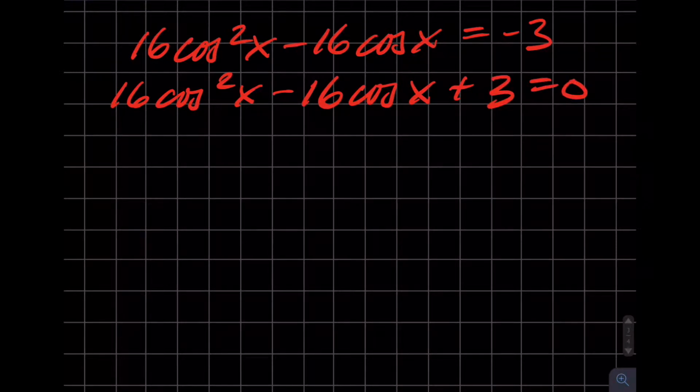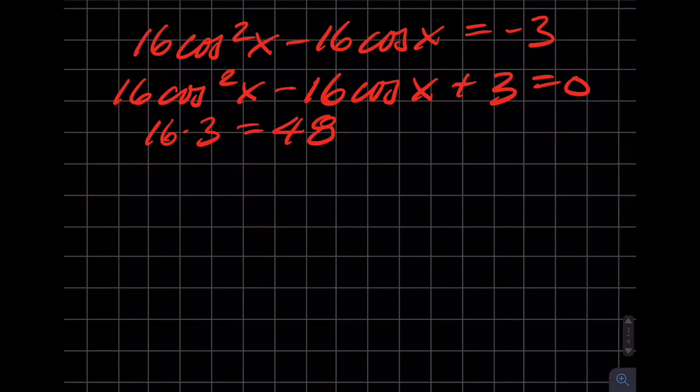16, I can't divide anything by 3. Can't divide anything by 16 without getting a ratio. So it's probably easier if I just take 16 times 3, which is 48, and then find factored pairs of 48. I just write it this way. That line doesn't mean anything.